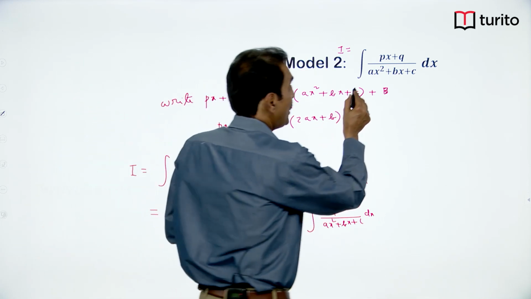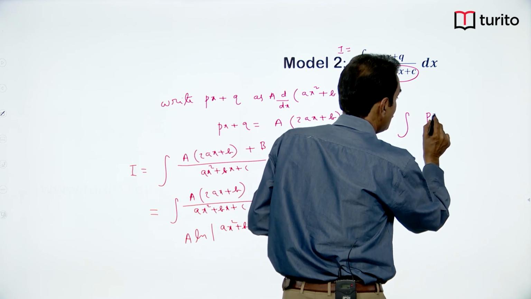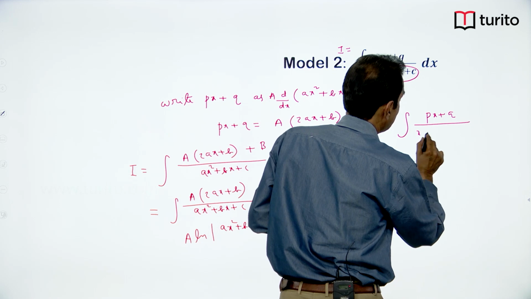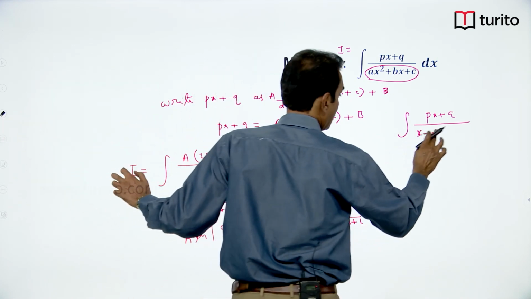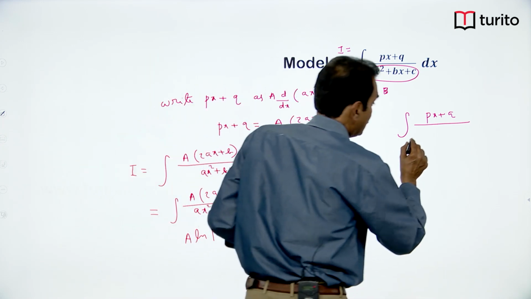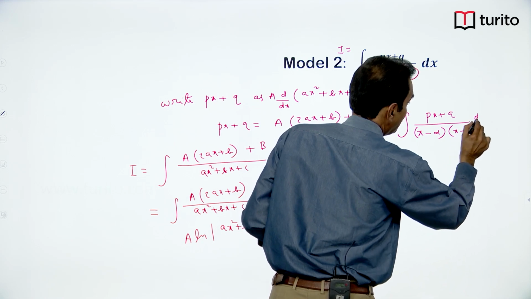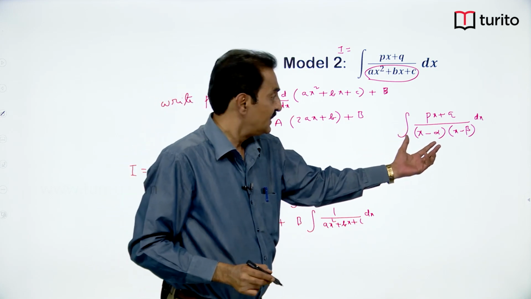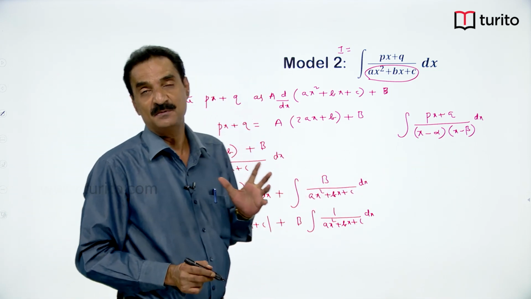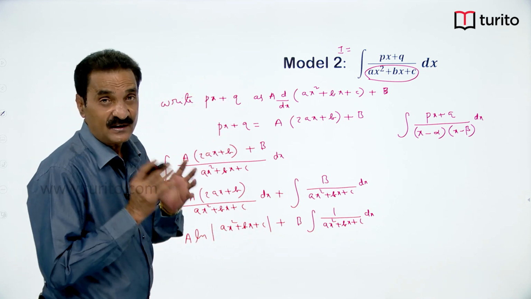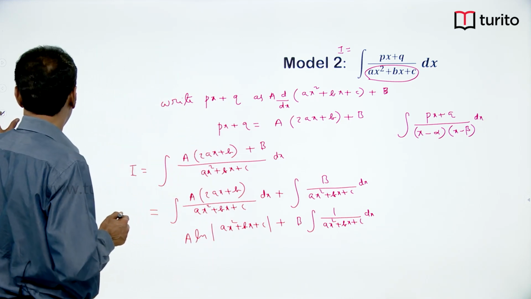But if the denominator is factorizable, then you will get it in the form of px plus q by some x minus alpha into x minus beta. Then we can resolve this into partial fractions and integrate. That method will be easy. Don't go by this method if the denominator is factorizable. You have to solve like this only when the denominator is not factorizable into rational factors. Now let us solve some examples.